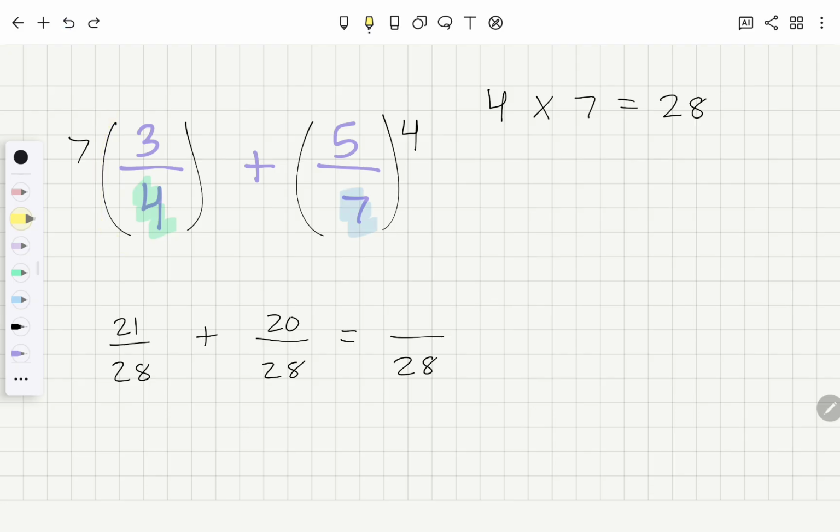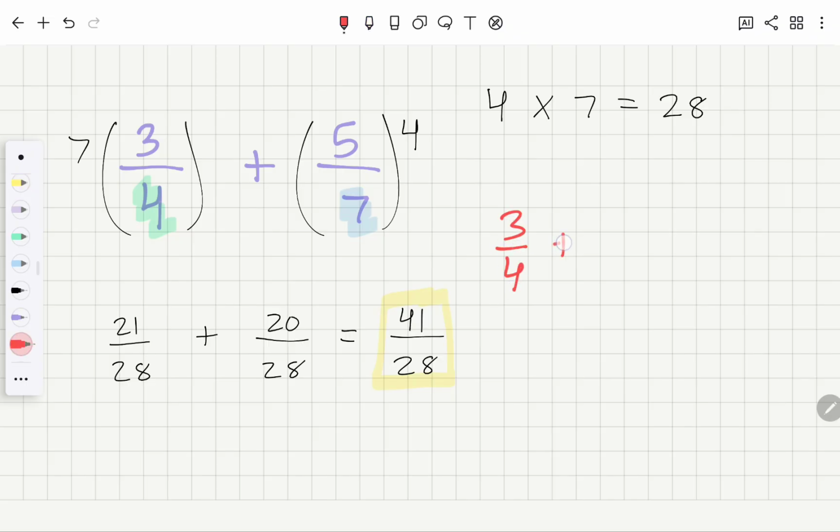Alright, now we have to add across. What is 21 plus 20? That is 41. Alright, now this one, there are no common factors between 41 and 28. So 41 over 28 is our final answer. And so if you want to rewrite that, you can. 3 over 4 plus 5 over 7 equals 41 over 28.